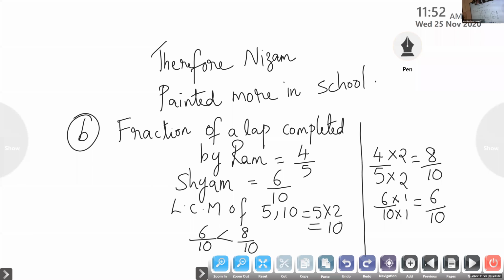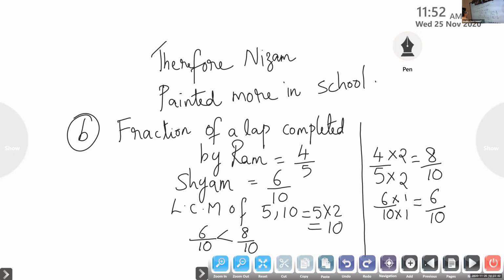Yes, children. So here the question is: Ram swam 4 by 5 of a lap. So we can write fraction of lap completed by Ram, 4 by 5. For Shyam, it is 6 by 10. Now we are finding the LCM. Look at why we are finding the LCM: to make the denominators the same.